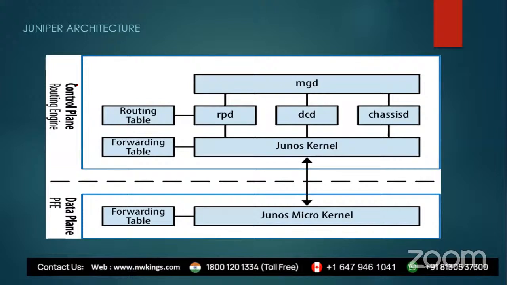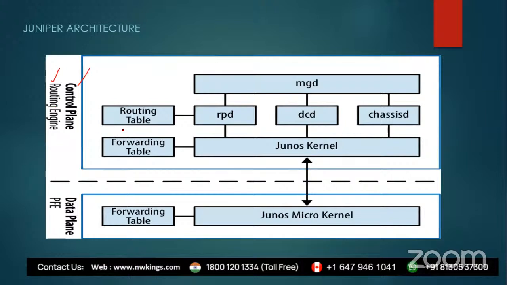So you can see control plane functions. Juniper architecture separates both control plane and data plane functions. If you see the control plane, the control plane functions are handled by this routing engine. If you see here, the routing engine.